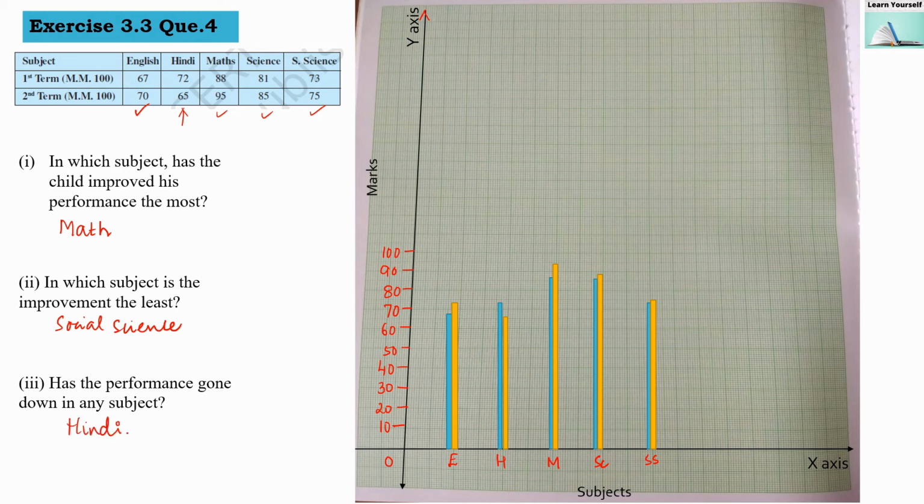And the same thing you can also find out from the bar graphs. As you can see in Hindi, the difference of 2 bars is maximum over here. So the difference is more, and you can see that performance has gone down because the yellow bar is smaller compared to the blue bar. And similarly, you can find out each and every answer from the bar graph.